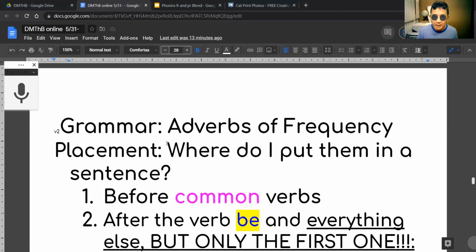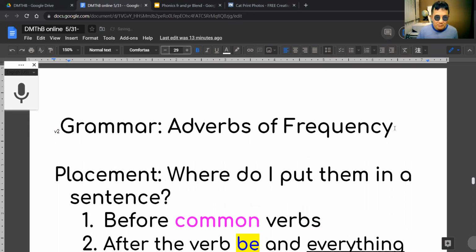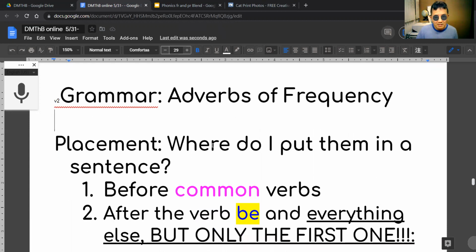Adverbs of frequency. This is the second video on this topic, so we're going to jump right into it, okay? In the first video, you already learned what the adverbs of indefinite frequency are. There are 6 of them, and they are always, usually, often, sometimes, seldom, and never.